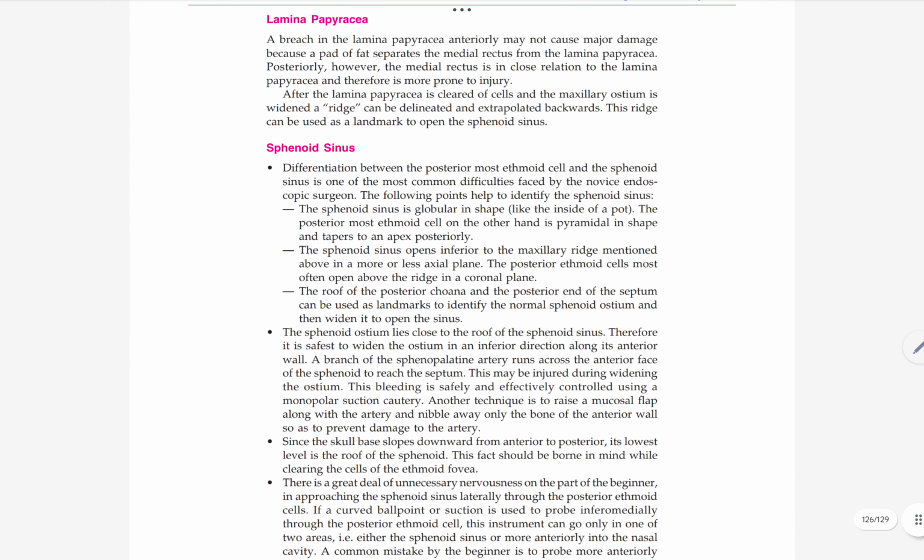Lamina papyracea. A breach in the lamina papyracea anteriorly may not cause major damage because a pad of fat separates the medial rectus from the lamina papyracea. Posteriorly, however, the medial rectus is in close relation to the lamina papyracea and therefore is more prone to injury. After the lamina papyracea is cleared of cells and the maxillary ostium is widened, a ridge can be delineated and extrapolated backwards. This ridge can be used as a landmark to open the sphenoid sinus.